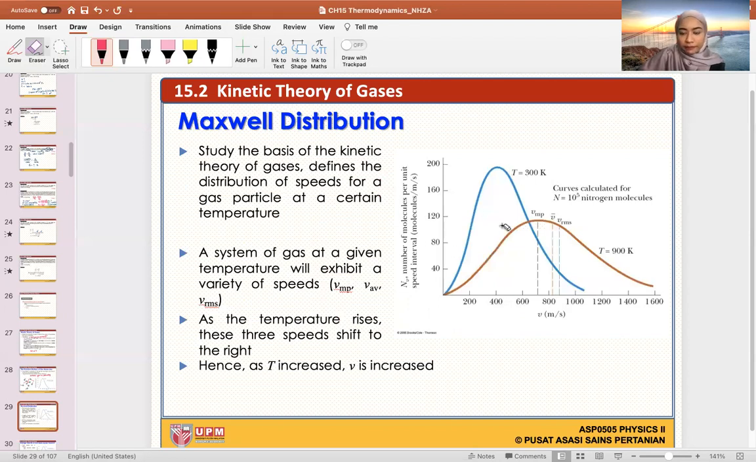Okay, so this is the graph that we talked about earlier. I told you most of the gas particles will have a speed of 500. However, when the temperature is increased, this graph shifts to the right, and it changes shape. So now 50% of the gas in the system will have a velocity around 700 meter per second. Previously, it was at 400, which means that as I increase the temperature, the velocity of the gas particles also increases.